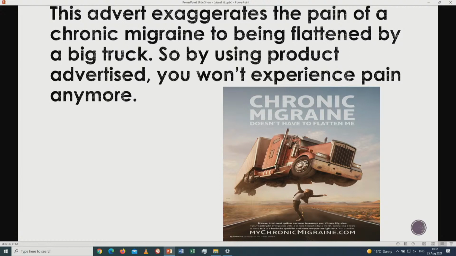We also have another exaggeration. "Chronic migraine doesn't have to flatten me." So it means this product that they are selling will help you if you have a problem of a migraine. This advert also exaggerates the pain of a chronic migraine to being flattened by a big truck, meaning that the medication is so strong. So by using the product advertised, you won't experience pain anymore. So here, that is another type of exaggeration.